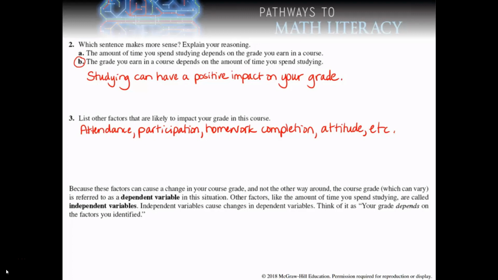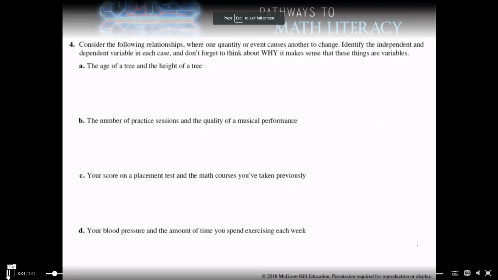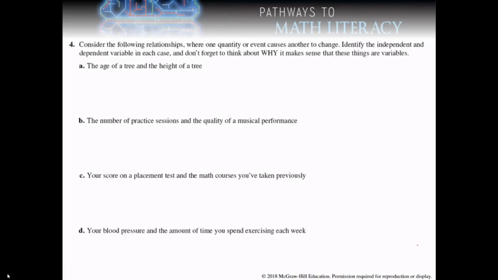Here we're looking at independent and dependent variables. In A, the age of a tree and the height of a tree. Which of those do you think is the independent versus the dependent variable? Well, the height of the tree could be influenced by its age, but a tree isn't going to be old just because it's tall. So in this case, the height depends on the age. So the height is the dependent variable, which makes age the independent variable.